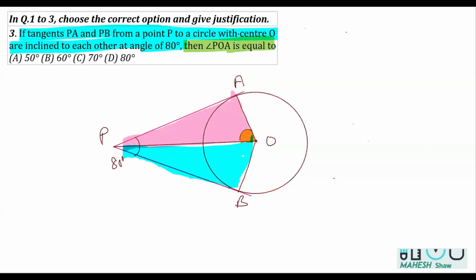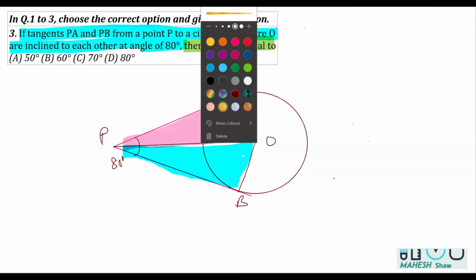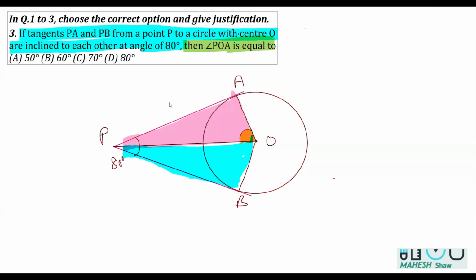First, I can say PA is equal to PB, and the reason is tangents from the same exterior point. OA is equal to OB, that's radii, and OP is a common side. So we can say that the triangles are congruent. And if they are congruent, then from CPCT, this angle will be equal to this angle. Since the whole is 80, each will be 40.